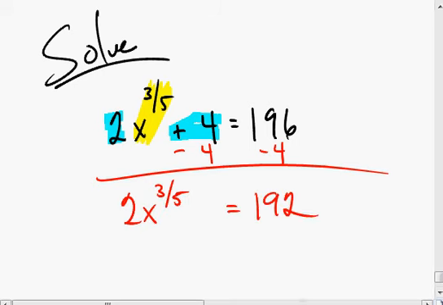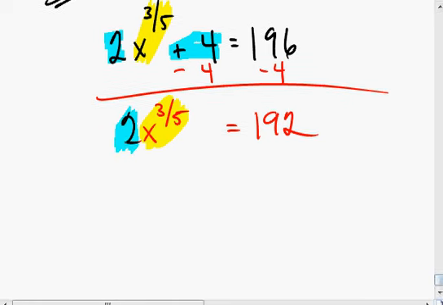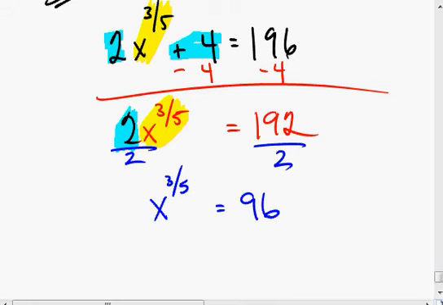Okay, so here's my yellow thing. Remember, the goal here is to first try to get this part by itself. I got rid of this 4, so my job here is partway done. Now I have to get rid of this blue 2. And to do that, I will divide by 2. Half of 192, anybody? Good, 96.